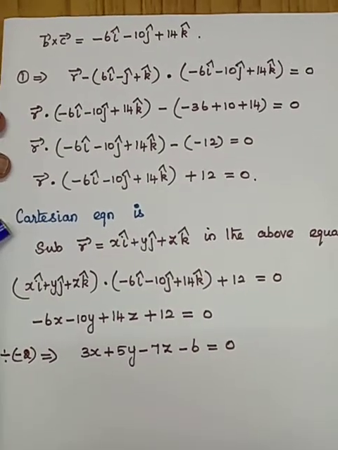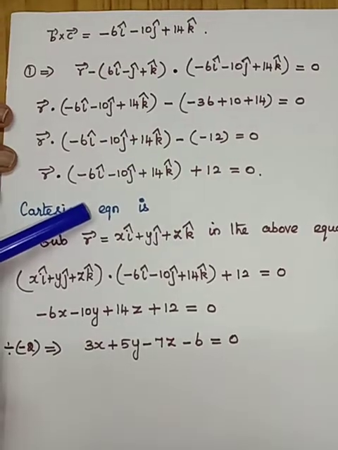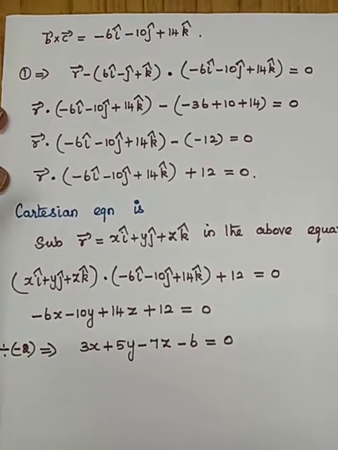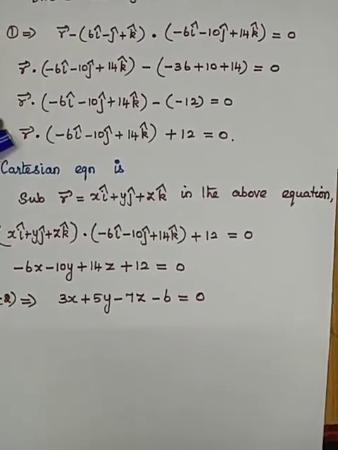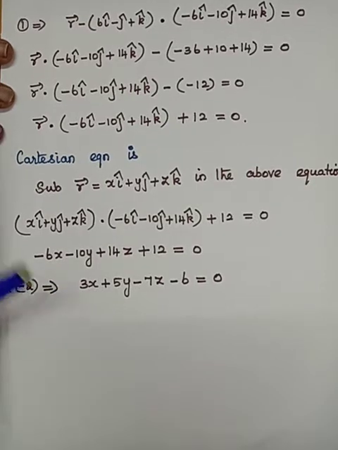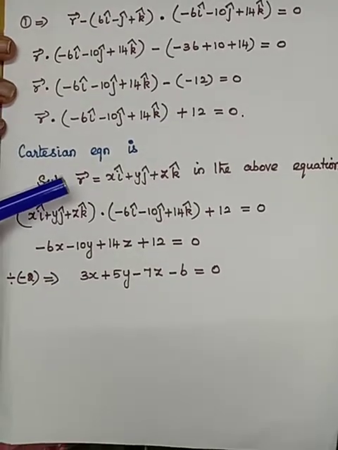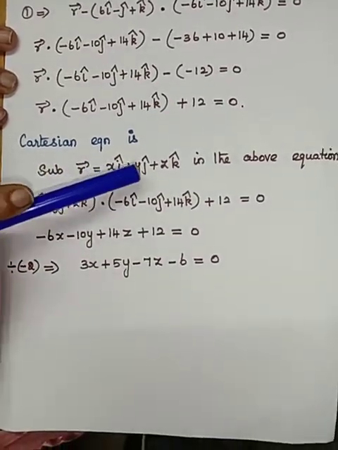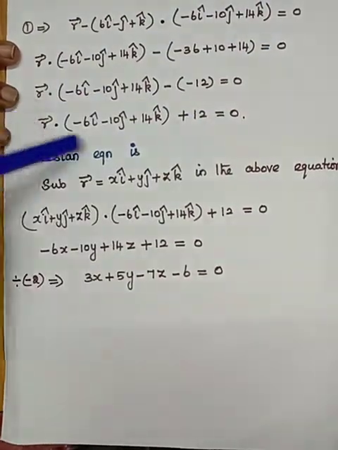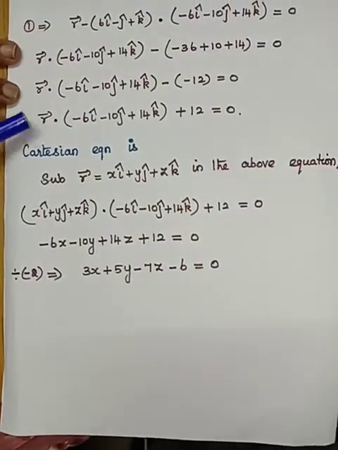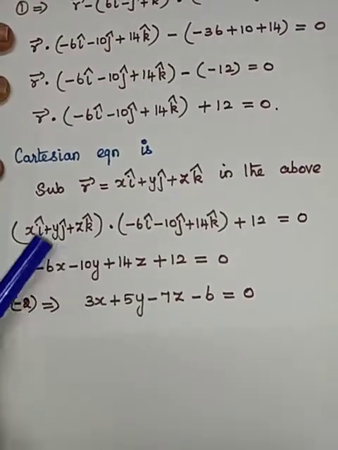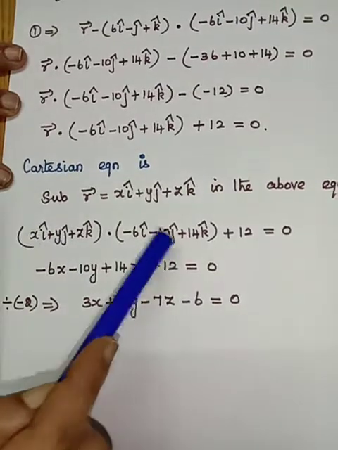So next, what is asked? Cartesian equation is also asked. So we can use the determinant formula from the non-parametric vector equation. From that we can find the Cartesian equation also. So we have to substitute r vector as x i cap plus y j cap plus z k cap in the non-parametric vector equation of the plane. So in the place of r vector, I have substituted this vector. Next, I am going to take the dot product between these two.